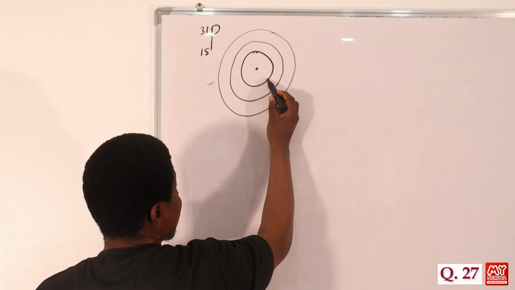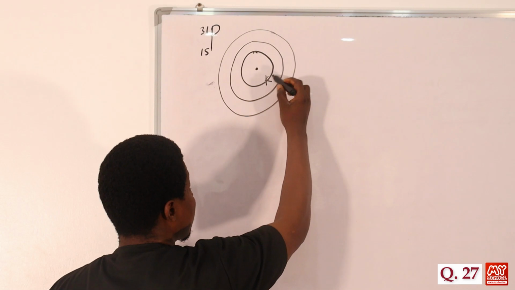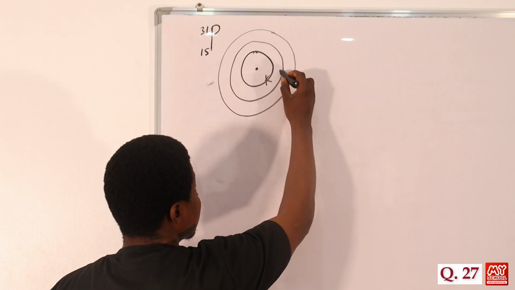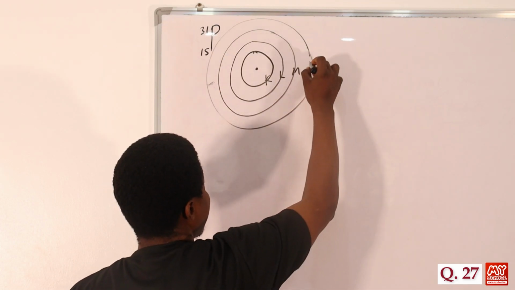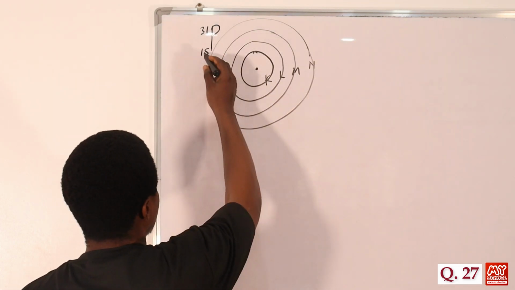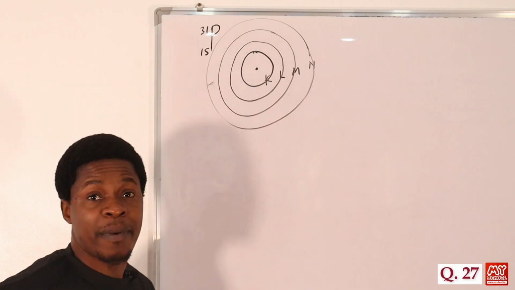The first shell, which has a maximum of 2 electrons, is shell K. That's shell K, that's L, M. If we have the fourth shell, that will be N, and so on. So the question says, how many electrons are in this? What we need to consider is, we're talking about electrons.